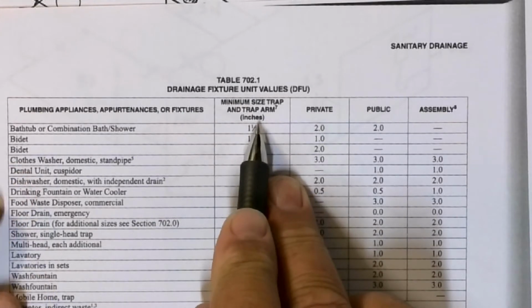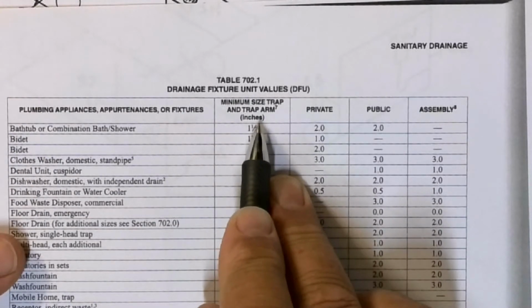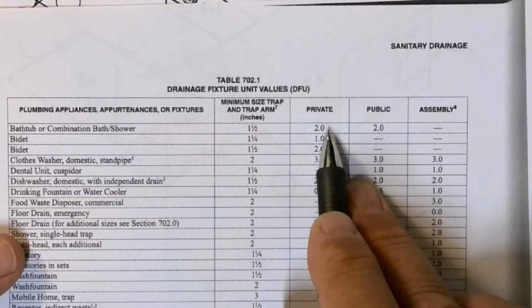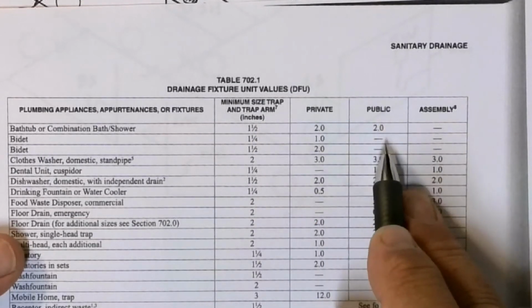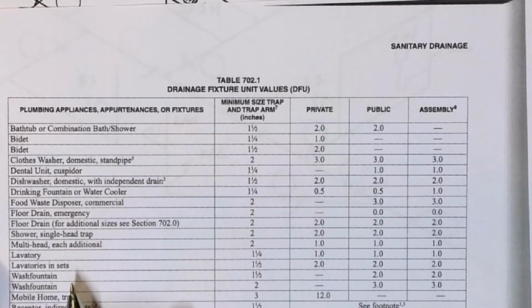minimum size trap and trap arm. That tells you obviously exactly what it says, minimum size trap and trap arm. And then you have private use fixture unit values and public use fixture unit values. And then the list over here of the actual plumbing appliance or fixture. Let's go ahead and start with water closets.